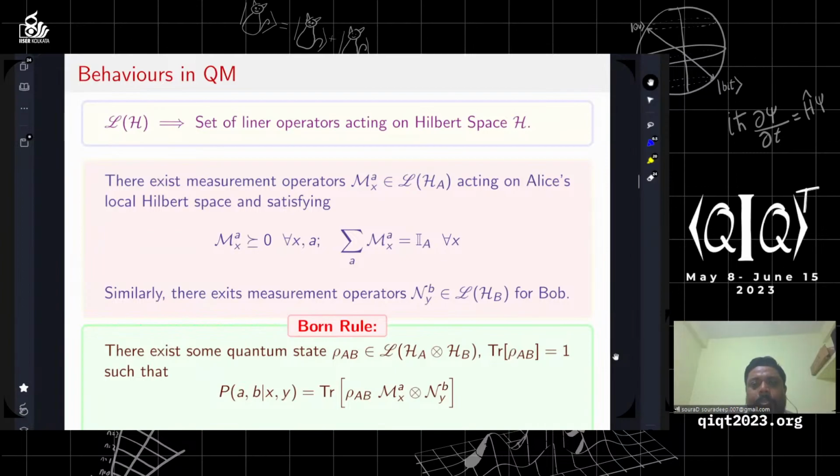So basically the measurement operators are linear operators acting on the Hilbert space, and the quantum measurement is nothing but the implementation of a POVM. That means it's a collection of positive semi-definite operators, where each operator is positive semi-definite and the sum of the operators is equal to the identity. So one can think of a POVM as a decomposition of the identity in various ways.